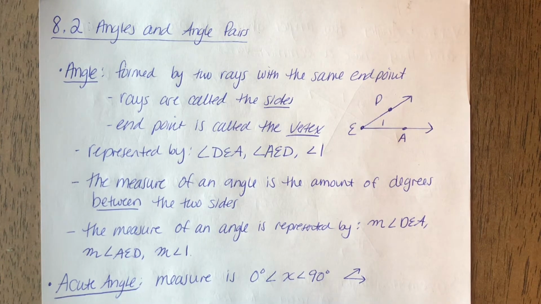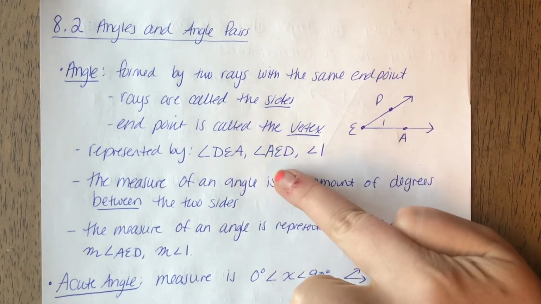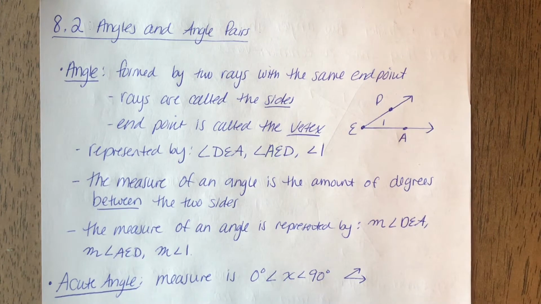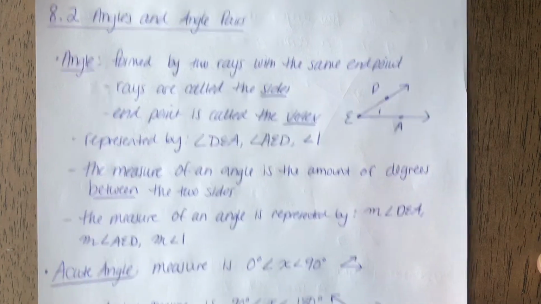It's very important when you represent angles that the vertex is always the middle letter. The first and the last one do not matter, but the middle one always has to be the vertex. If you have a number written inside the angle, you can always represent it by the number. Angles are represented in the number of degrees between the sides, and the measure of an angle is represented by an italic M in front of the angle.